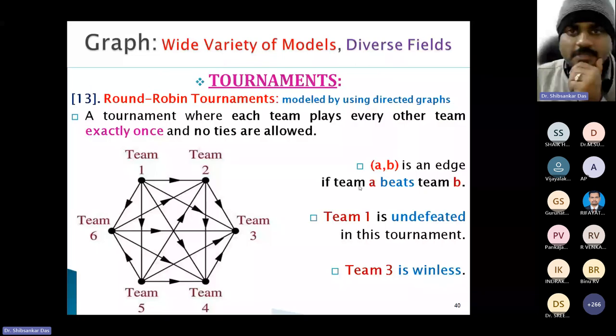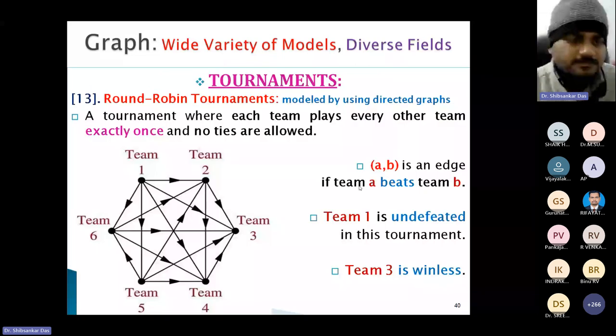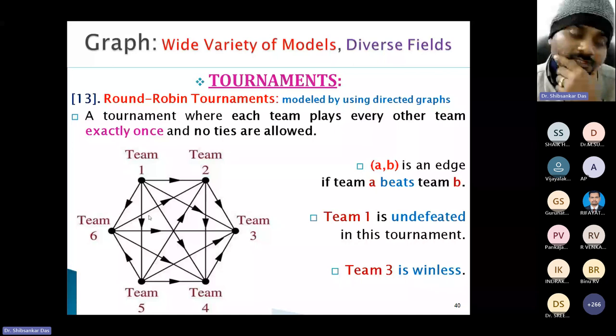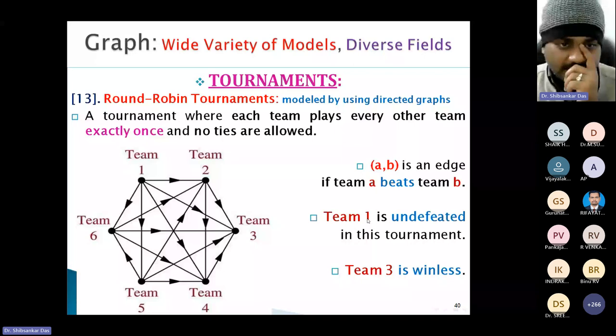Next is a tournament graph, round robin tournament. In tournaments also, you can have certain models of graphs. For example, IPL, Indian Premier League, and Wimbledon, where certain round robin games are going on. For example, here team A beats team B, so there is a directed edge. Team A is undefeated because there is a directed edge to all the vertices, and team 3 is winless because there are no directed edges from team 3 to any of the vertices.